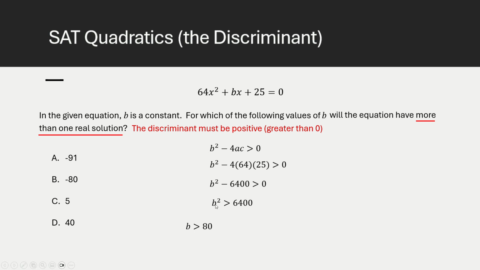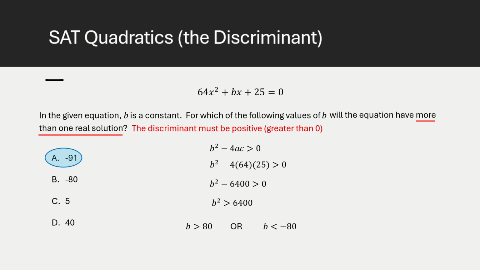So when we take the square root of this b squared and put negative 80 here, we're going to actually change this from a greater than to a less than. So another possible solution to this inequality is that b is less than negative 80. Let's check whether there's an answer choice that is less than negative 80. Well, yeah, there is. Answer choice A is less than negative 80. And so this must be the correct answer to the question.